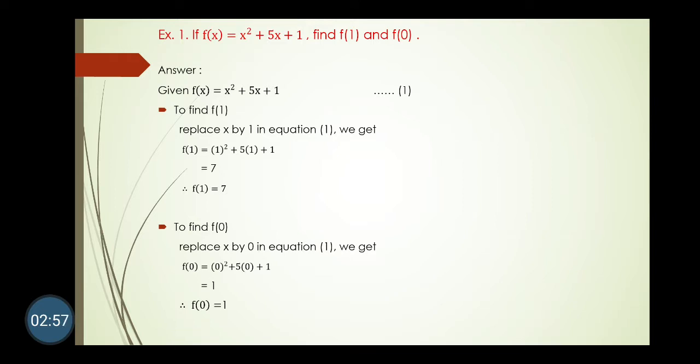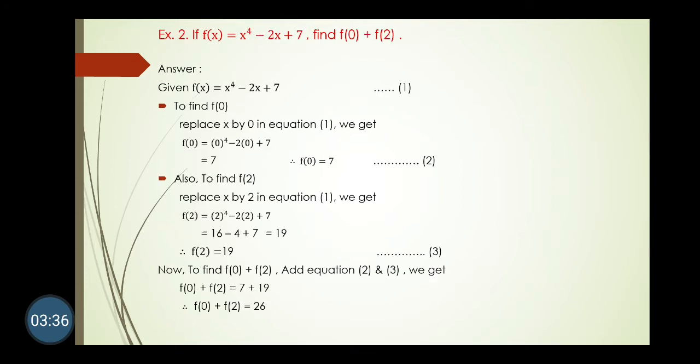Another one, we find f of 0. So how do we get f of 0? Similarly, if we replace x by 0 in the same equation, we get 0 square plus 5 into 0 plus 1. So all terms become 0 and the remaining is only the constant which is 1. So the answer is f of 0 is equal to 1. It's very simple. So by using this step, we can find any value of the function if we replace x by a given number or a given alphabet.